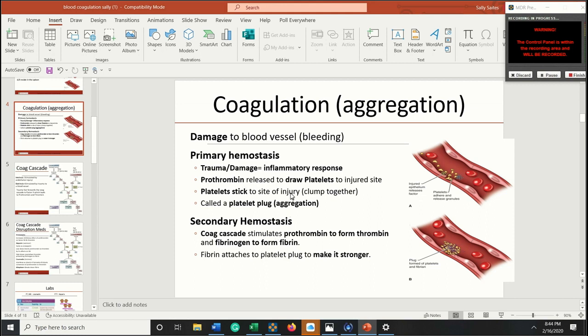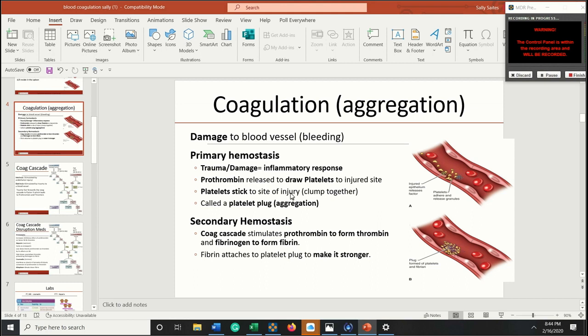Prothrombin is in this. We're going to talk about the coagulation cascade in a minute. So our prothrombin is released, and that draws platelets to the injured site. They stick together, they're very sticky. And that particular process, then the aggregation, we call a platelet plug. So platelet plug, aggregation, think of them as the same word.